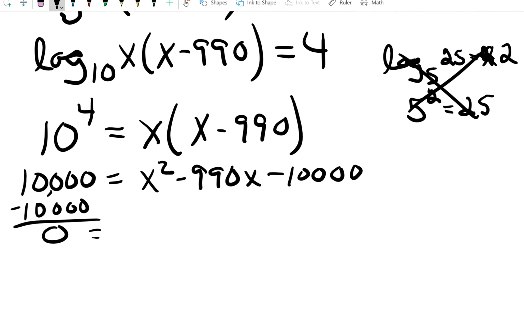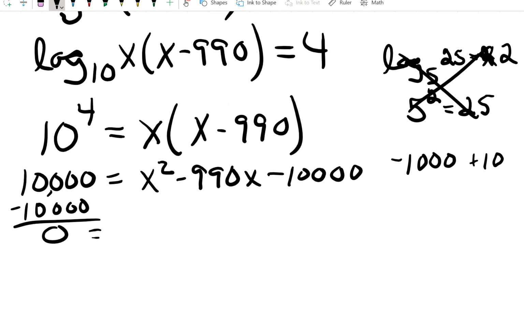And now I can factor this. I'm looking for two numbers that add up to be 990 and multiply to be 10,000. And that looks like it's going to be 1,000 and 10. If I subtract these two, I get 990. But the 1,000 is going to be negative, and the 10 will be positive. That way I get negative 990.